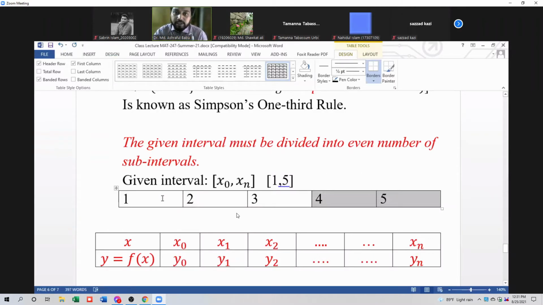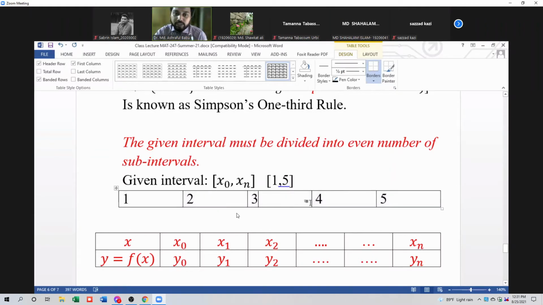An interval needs 2 points. 1 to 2 is one interval. Again 2 to 3 is the second interval, 3 to 4 the third interval, 4 to 5 the fourth interval. That means how many intervals are here? 4 intervals. So if you want to create even intervals, then you need odd numbers of points.